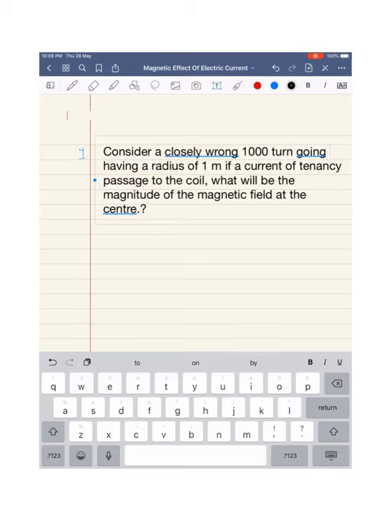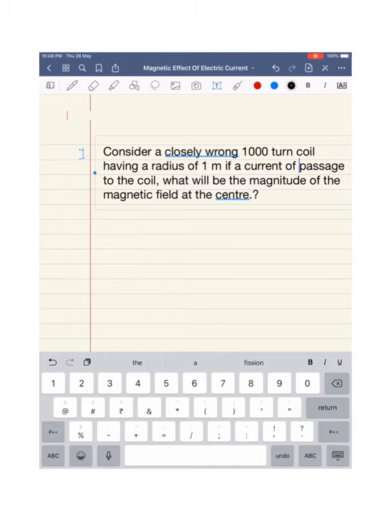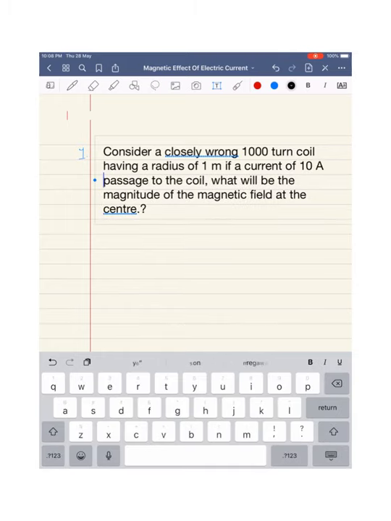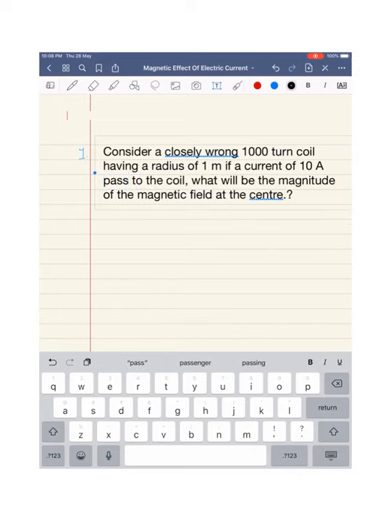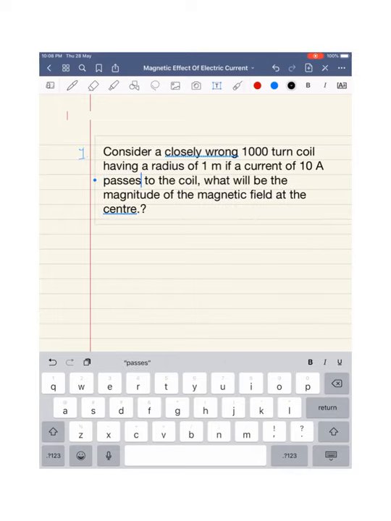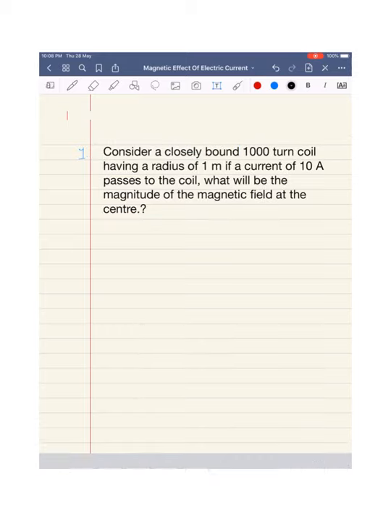1000 turns closely wound coil having a radius of 1 meter. If a current of 10 ampere passes through the coil, what will be the magnitude of magnetic field at the center? That is what they are asking us. Okay, closely wound coil.